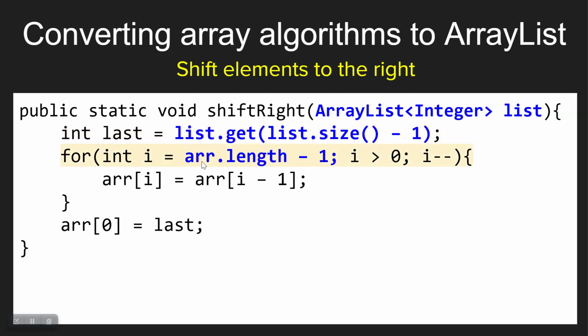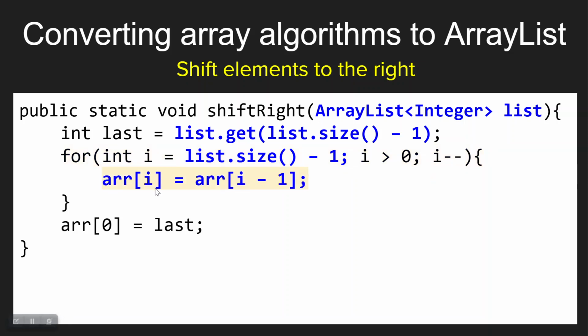Now we need to look at our for loop, and this one says for int I equals array.length -1. So we're going to start at that last index value. Obviously, we need to change that to list.size -1. Everything else looks good in our for loop header. Now, array at I is equal to array at I -1. So we need to reset whatever's in the current index to be what's in the index behind it. So we're going to do list.set at index I, and we're going to replace it with list.get I -1. So this will do the same thing as what we saw before.